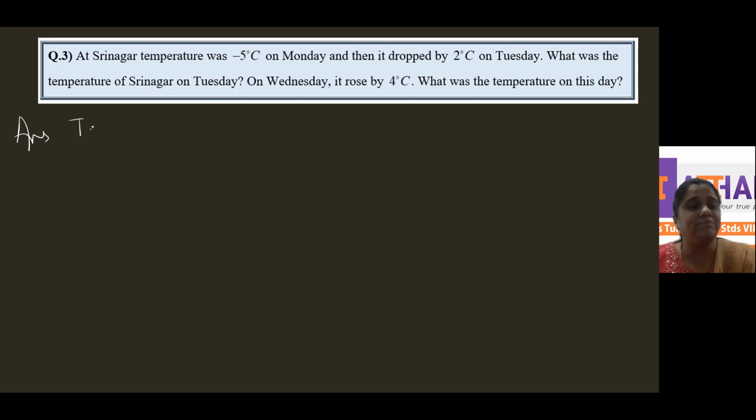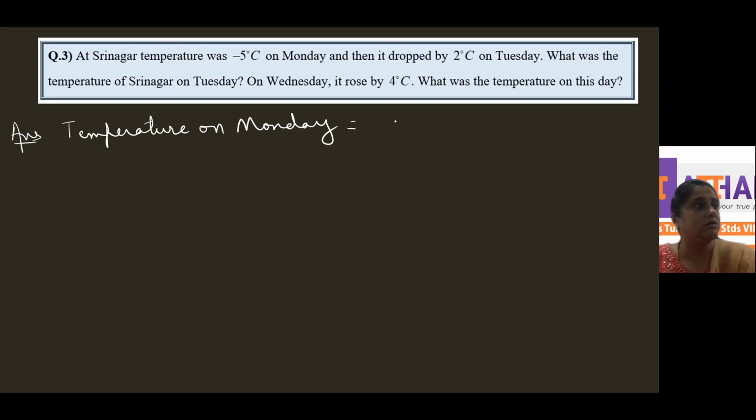Temperature on... You should not write it like that, not 'On Monday temperature was'. Temperature on Monday. On Monday how much? -5°C. Decrease in temperature, how much? What's the decrease in temperature?